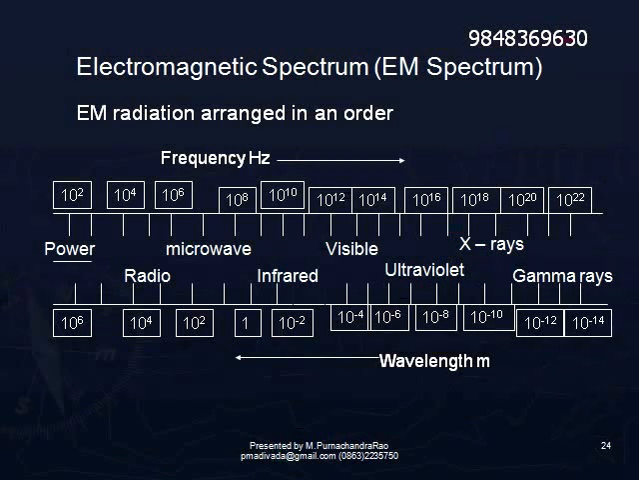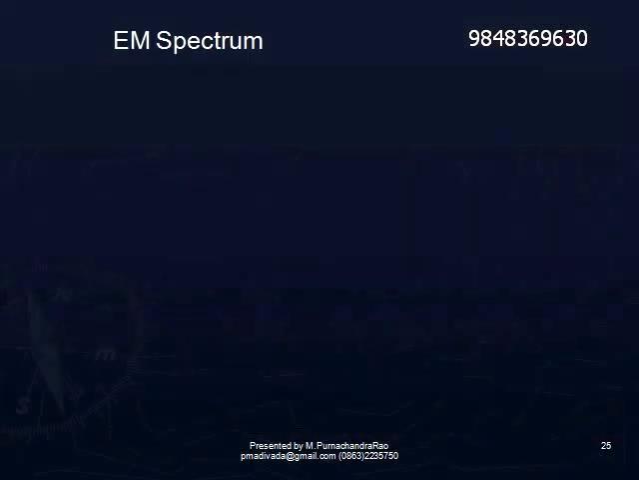Let us take one by one. When we consider power waves, its frequency varies from 10 to the power of 2 to 10 to the power of 3, and its wavelength 10 to the power of 5 to 10 to the power of 6 meters. Radio waves, its range is 10 to the power of 3 to 10 to the power of 7 Hz frequency, and the wavelength 10 to the power of 2 to 10 to the power of 5 meters. Microwaves, frequency ranges from 10 to the power of 5 to 10 to the power of 8, and the wavelength from 1 to 10 to the power of 3.